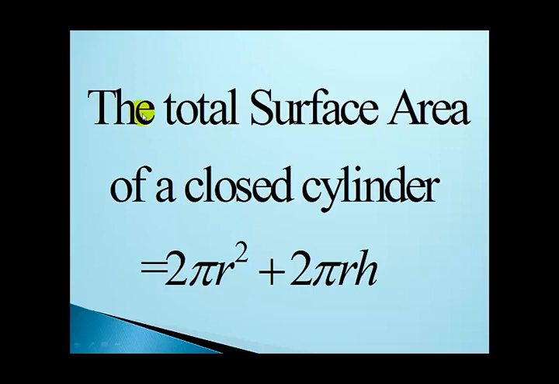The total surface area of a closed cylinder. When we say a closed cylinder, that is a cylinder closed at both ends. A cylinder has two circular ends. We have one circular end at the top and one circular end at the bottom. So if you are considering a closed cylinder, then it means that both circular ends are closed. So the total surface area of a closed cylinder is equal to 2 pi R square plus 2 pi RH.